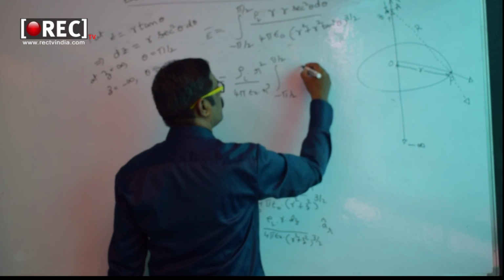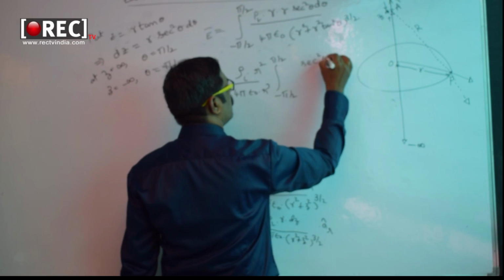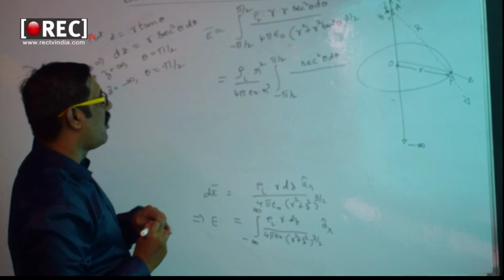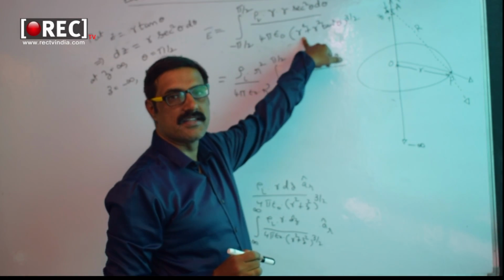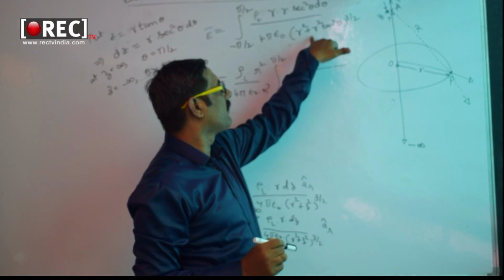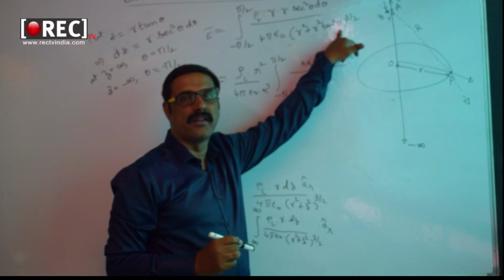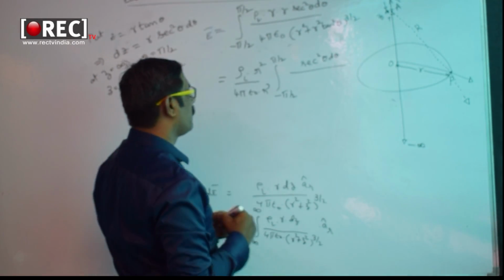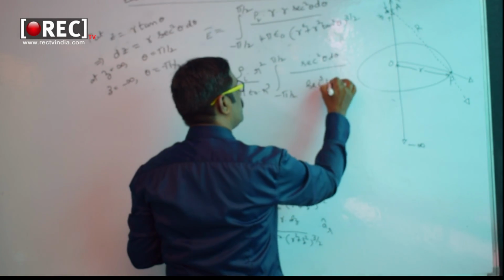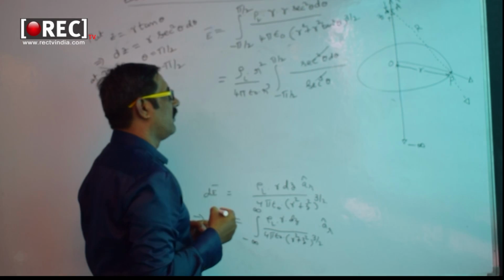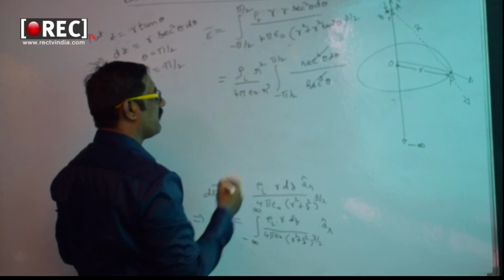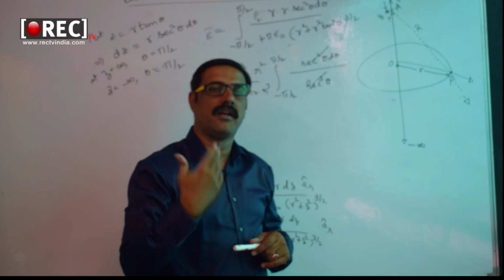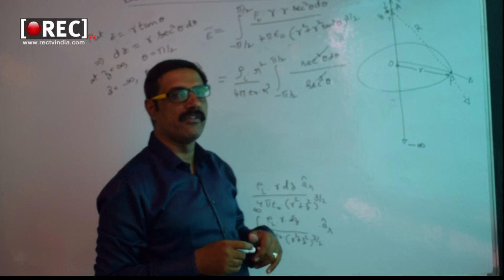You have secant square theta d theta divided by, if I take R square common, what remains inside the bracket is R square into (1 plus tan square theta). So 1 plus tan square theta would be secant square theta, and secant square theta raised to the power 3 by 2 would be secant cube theta. So 2 secant squares will be cancelled, and you are remaining with 1 by secant theta. From preliminary trigonometric identities, 1 by secant theta is obviously cos theta.